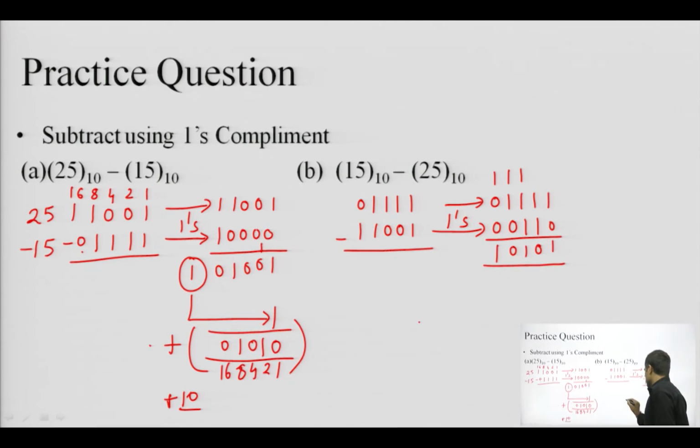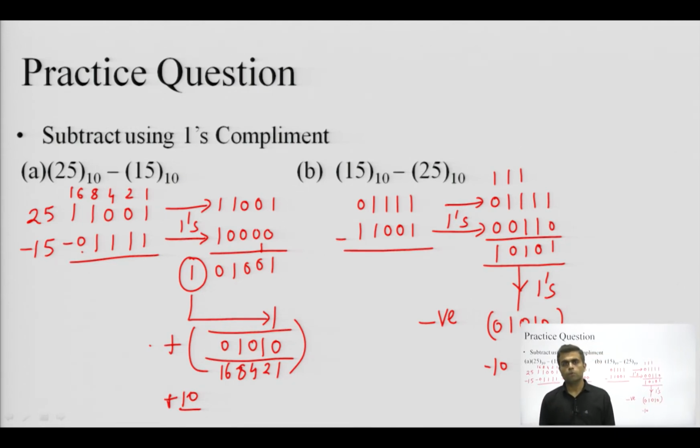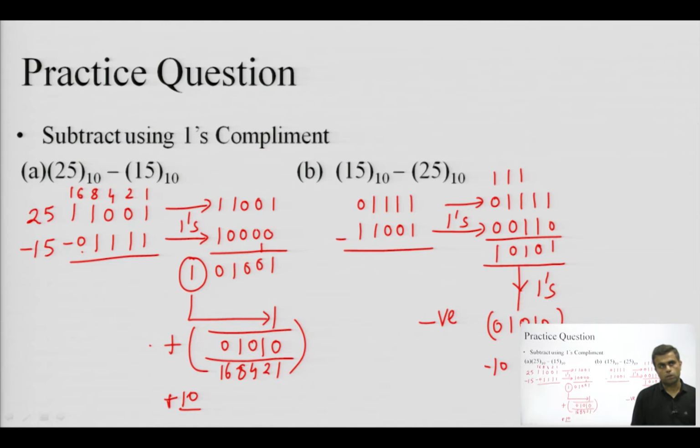There is no carry, that means the answer is negative, and it is the answer, but this answer is actually not in its raw form, it is in its 1's complement form. So, if I need to verify whether I am getting the correct answer, that is, whether I am getting minus 10 or not, I am again taking the 1's complement of this number, which will be 0 1 0 1 0. That means, now I can see that it is minus 10. Okay. So, in this way we can compute the subtraction using 1's complement of a smaller number from a larger number and a larger number from a smaller number.